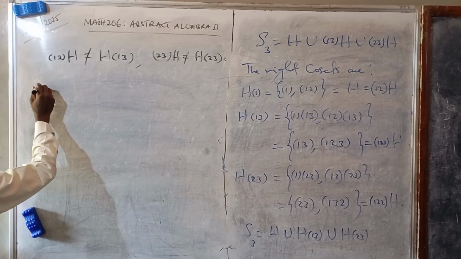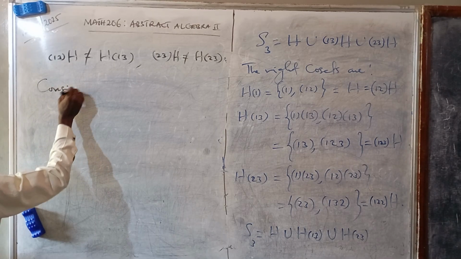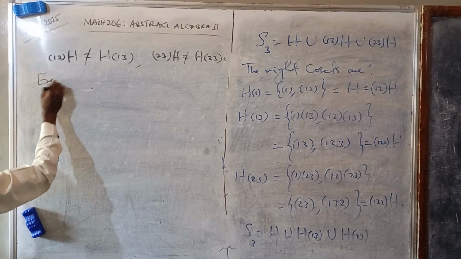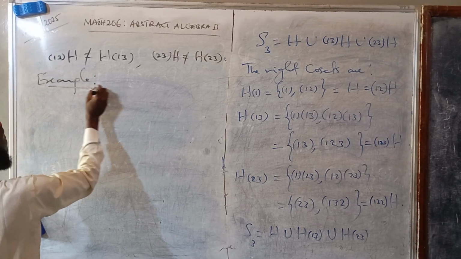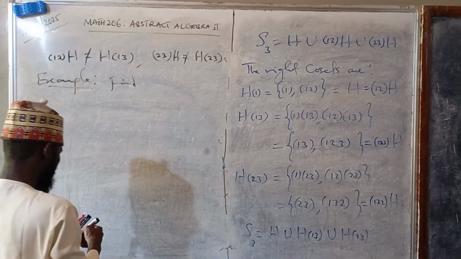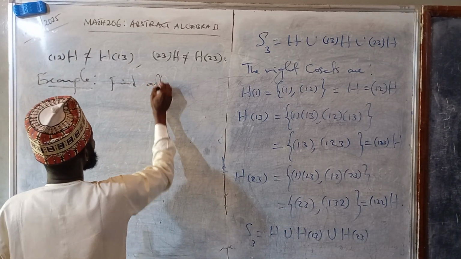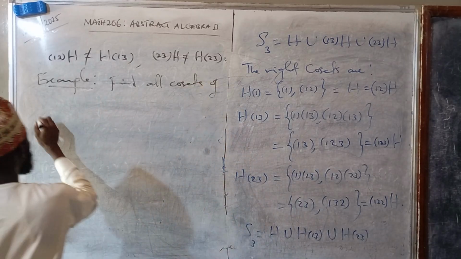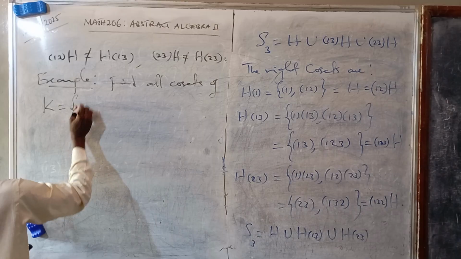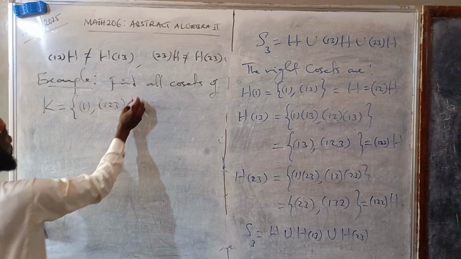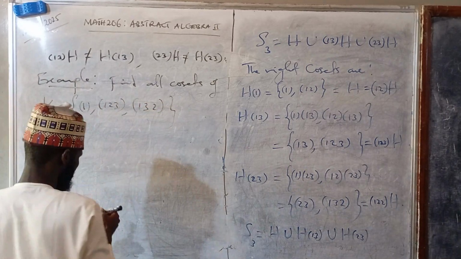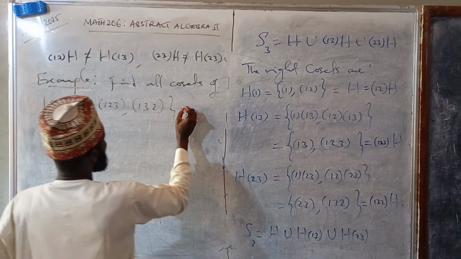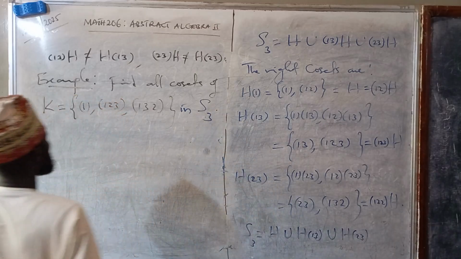So now consider, let me do an example again. Find all cosets, both left and right, of K, this subgroup {1, (1 2 3), (1 3 2)}. So this is a subgroup of what? Of S3. Let's say a subgroup in S3.